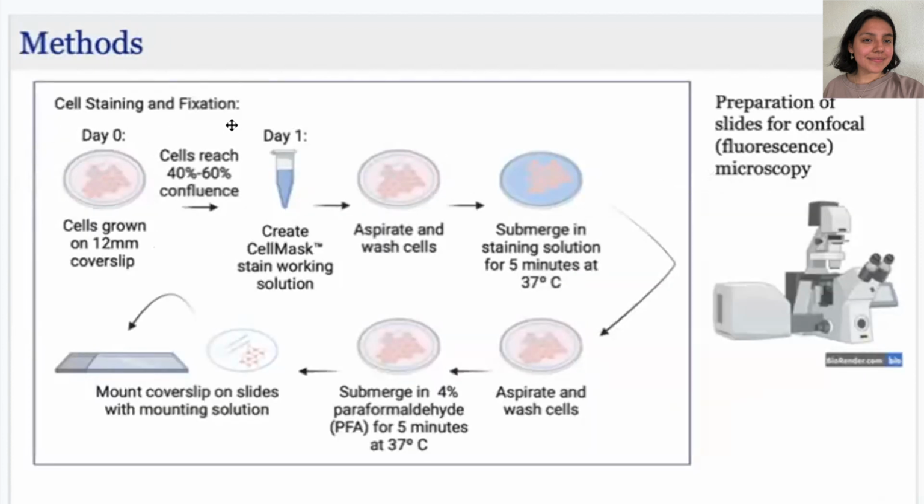After growing the cells and treating them with the samples, we did cell staining and fixation. So we grew the cells on a small cover slip. Then after reaching desired confluence, we applied a CellMask stain for the cells so it would stain the cell membrane, and then submerged them in paraformaldehyde so it would fix them in one state. So let's say it was in the middle of apoptosis, we would see it in that state in that moment. And then we could use it for fluorescence microscopy.